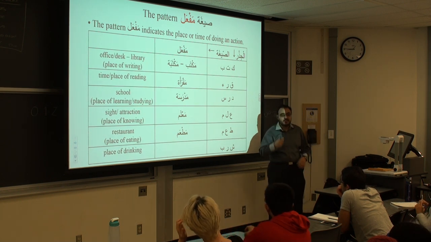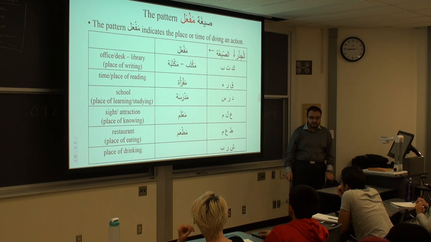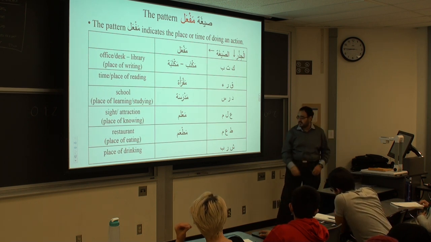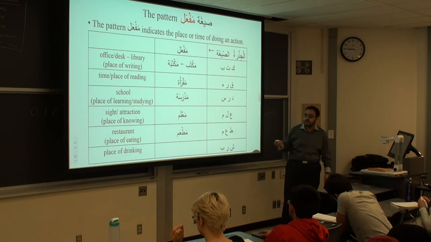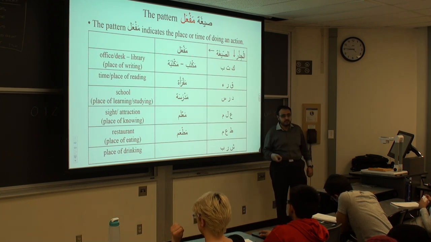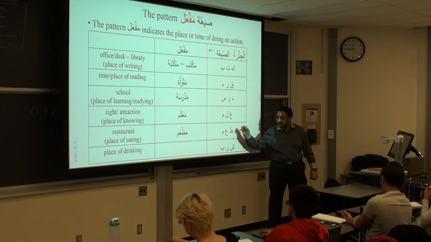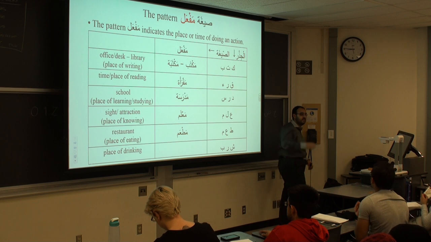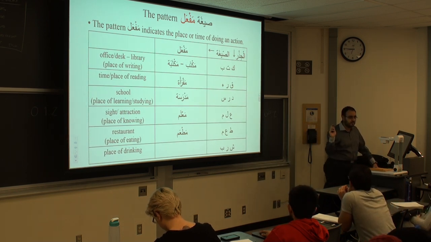Shukran, Michelle. And finally, Aya, can you tell us what's missing? Yeah, it will be mashrab, exactly. The root sheen ra ba has to do with drinking. So mashrab will be the place of drinking. Okay. Any questions about this slide? Okay.